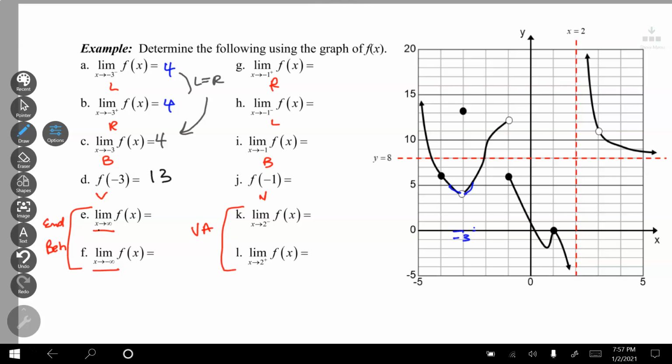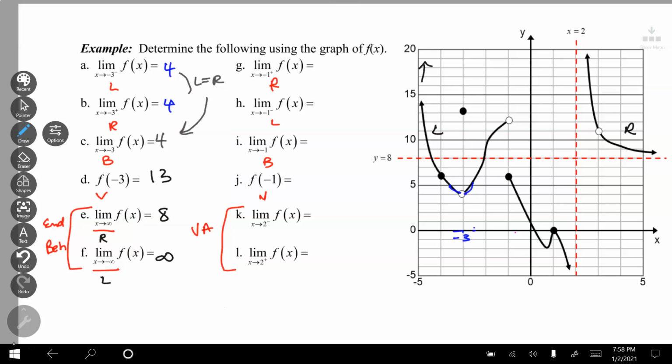This is, as x goes to infinity, that's the far right side of the graph. So I have to go far right. Here's my far right side of the graph. I go farther, farther, farther right. This graph is leveling off to y equals 8. This is the left side. If I go far left, the farther left I go, this graph is going up, up, up, up, up to positive infinity.